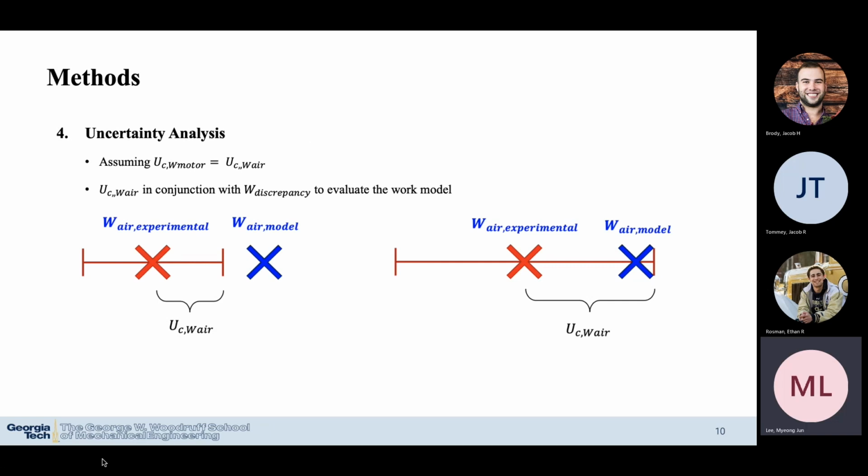The uncertainty of the work done by the motor is assumed to be the same as the uncertainty of the work done by the air. With that said, the uncertainty of the work done by the air is in conjunction with the discrepancy work. If the discrepancy work is not in the uncertainty bounds, the team can conclude that the model is not accurate enough.